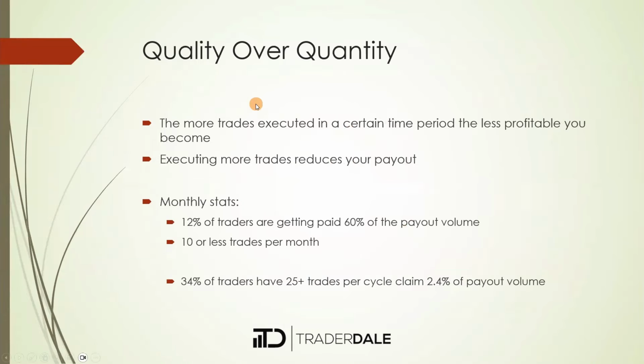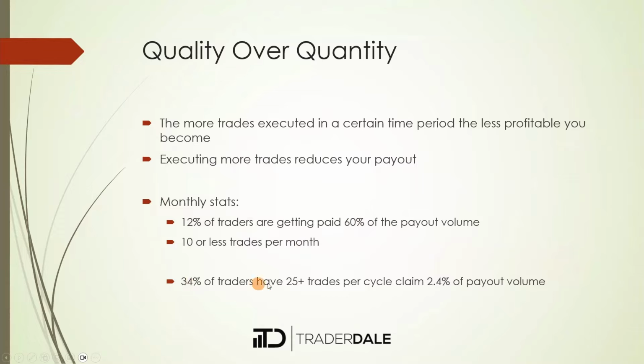All right, we're left off right here. Quality over quantity. The more trades executed in a certain period of time, the less profitable those 17,000 traders became. All right, so monthly stats: 12% of traders are getting paid 60% of the payout volume with 10 or fewer trades per month. This was done over monthly stats.